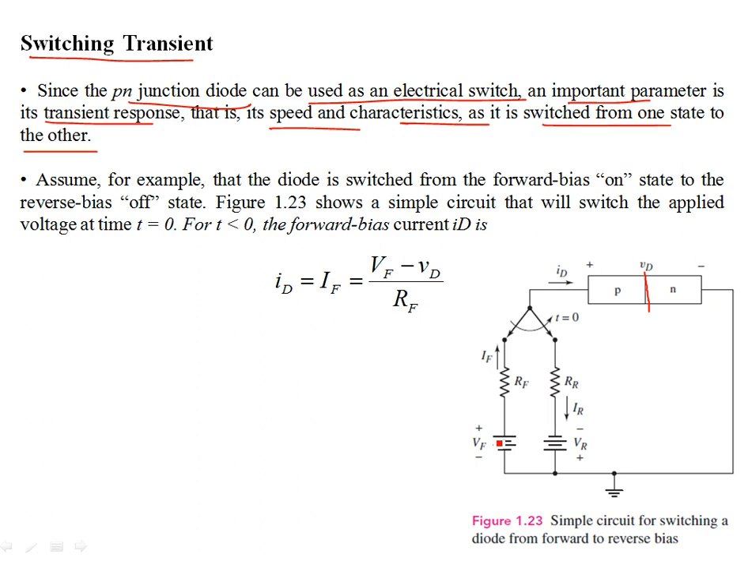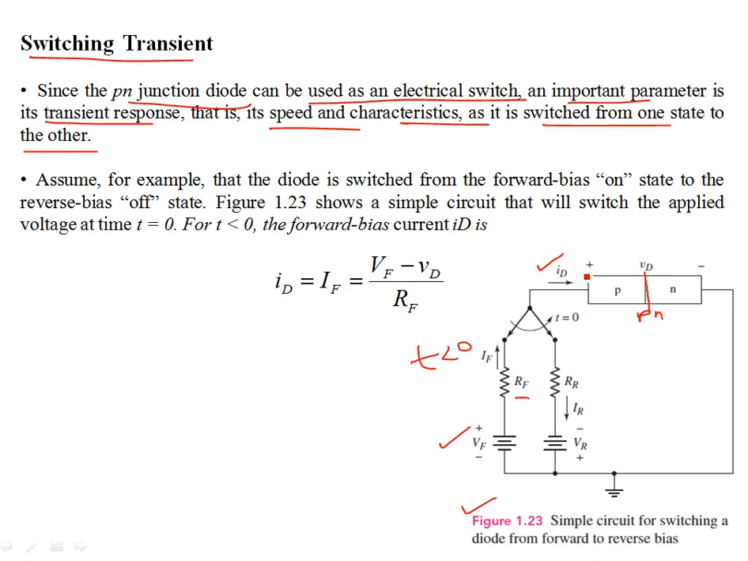What it means is, if you look closely at this figure, you have a forward bias voltage VF connected as such. This VF is going to forward bias the PN junction, and this is done through a series resistor RF. This is the state of the diode for t less than 0. So before time t equal to 0, the diode is forward biased, and due to this forward biasing, a current ID flows through the PN junction.